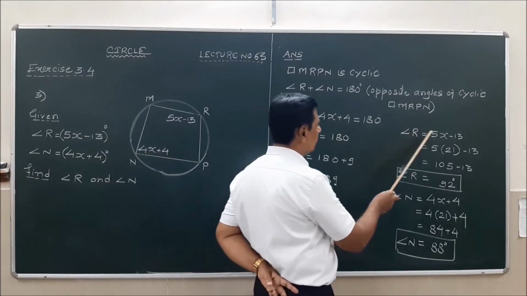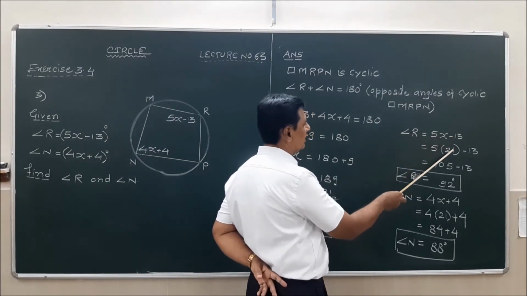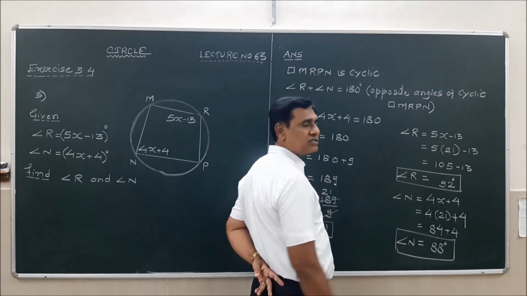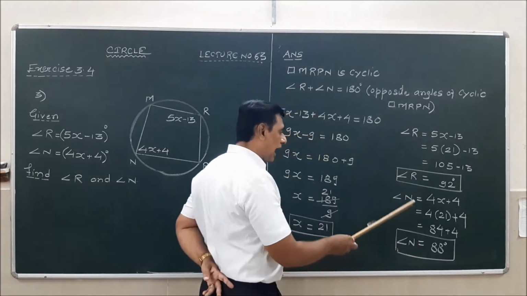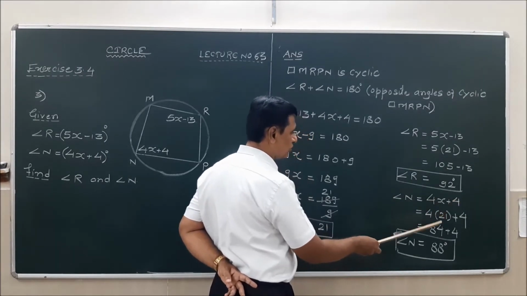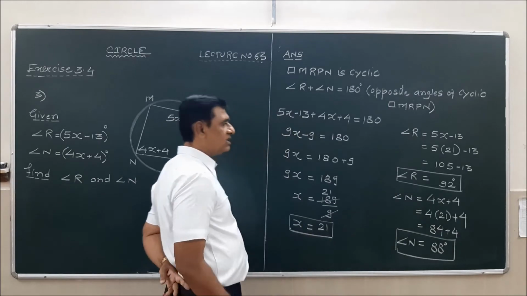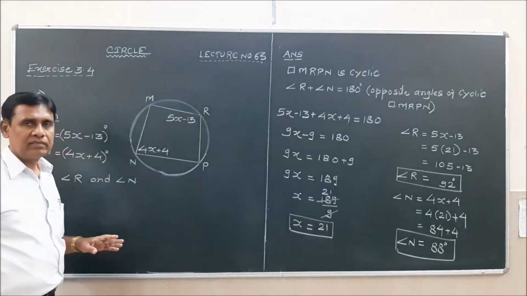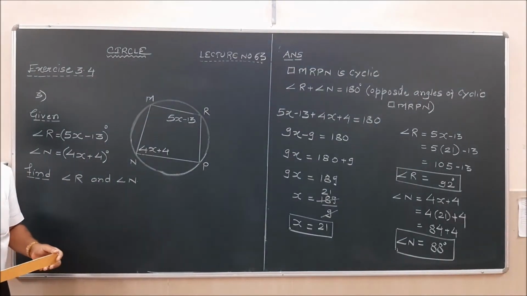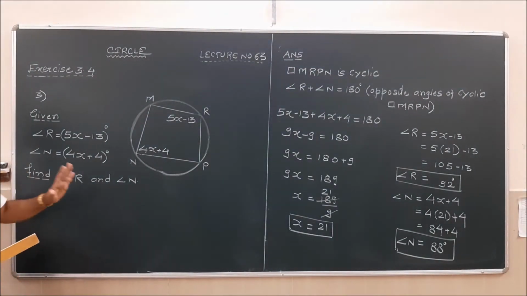R is equal to 5x minus 13, 5 into 21 is 105, minus 13 will give us 92. N is equal to 4x plus 4, 21 into 4 is 84, plus 4 is 88. So it is a very simple sum. We have to use the property that opposite angles of a cyclic quadrilateral are supplementary. Please have a look at this sum.